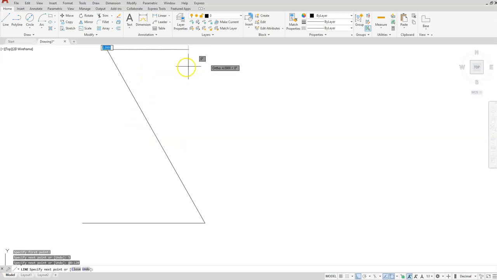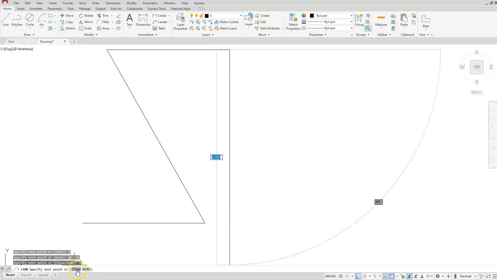Once we do that, we'll come back to the right a distance of 5. And then use the close function in AutoCAD.